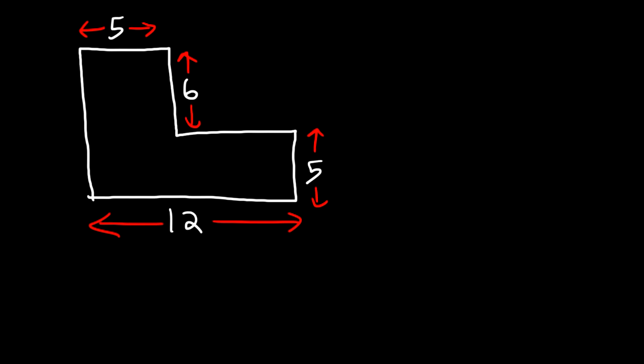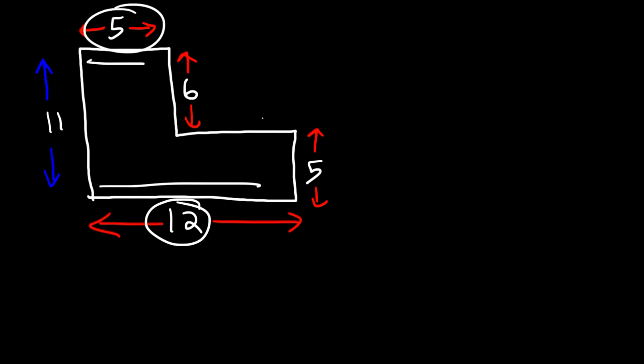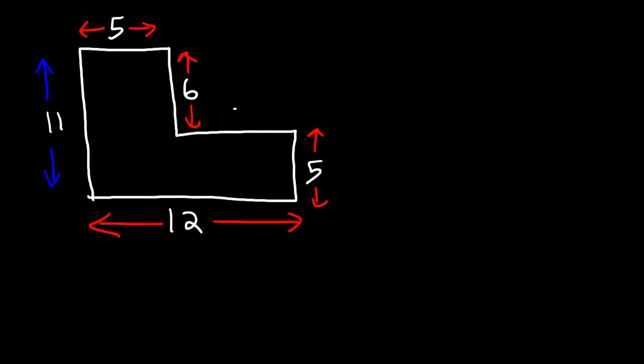So starting with the left side, notice that it's simply 6 plus 5, or 11. So that's 11 units long. Now let's find the length of this side. So notice that we have 12 for the entire side, and then this section is 5. 5 plus some number must add up to 12. To find that number, it's just 12 minus 5. So therefore, this section has to be 7.